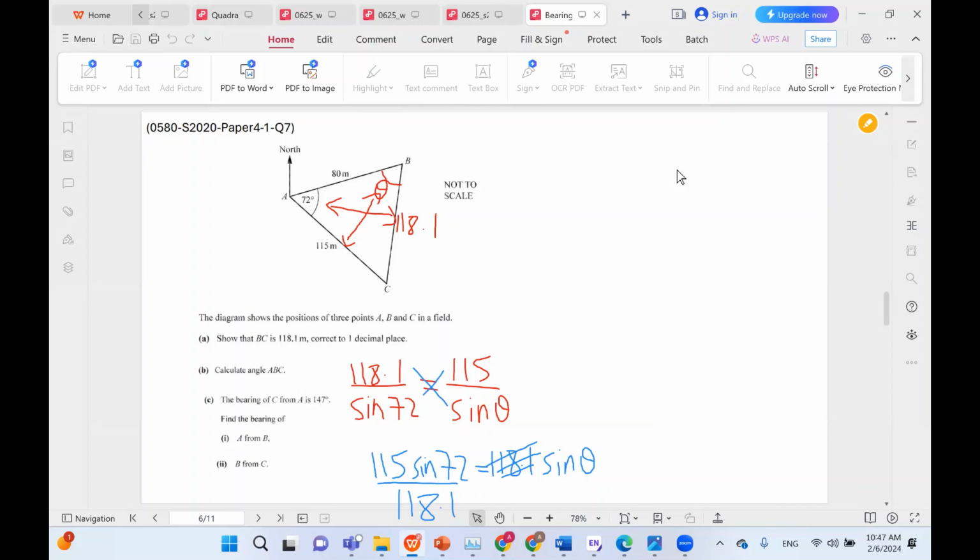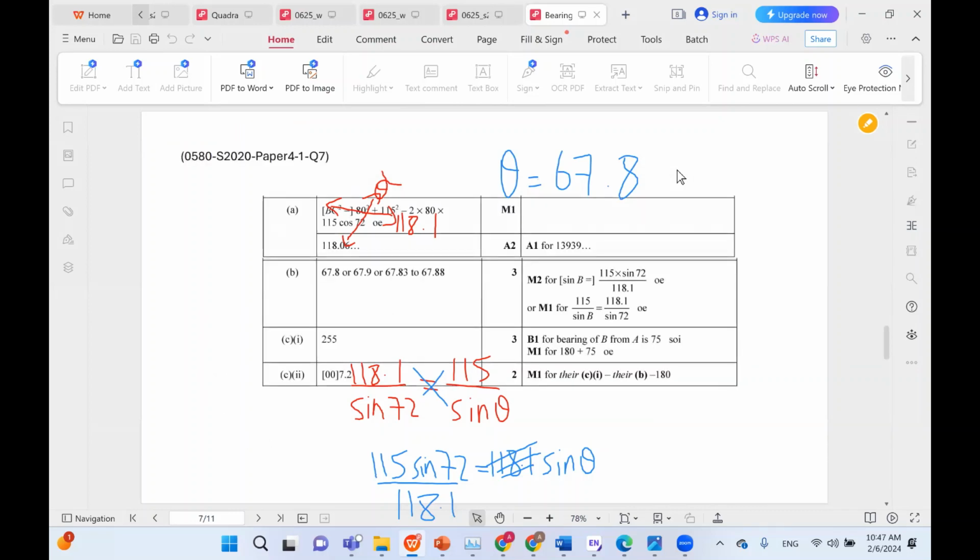And we do shift sine of the answer. So theta is equal to 67.83, or just 67.8 to 3 significant figures. Let's check the marking scheme. 67.8 is correct.